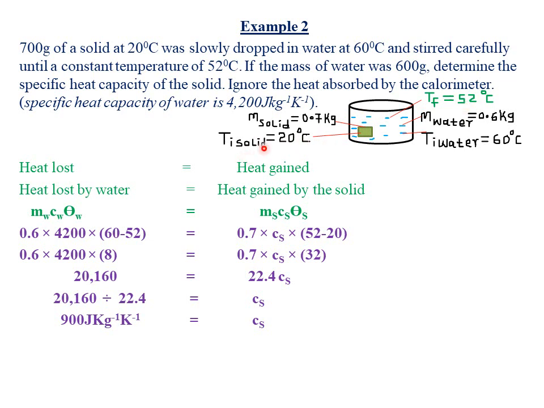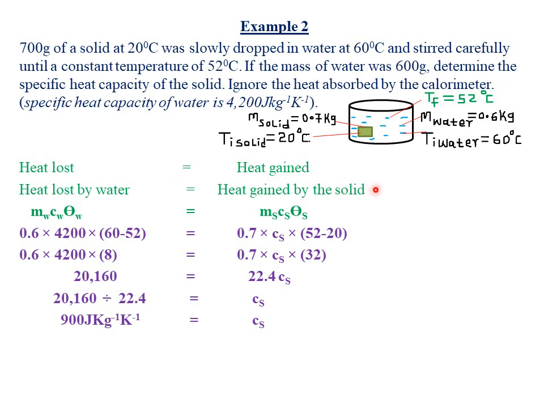So in this case, the solid is gaining heat. Then any substance that has an initial temperature which is greater than 52 degrees Celsius is losing heat. Because water has an initial temperature of 60 degrees Celsius, which is greater than the final temperature of 52 degrees Celsius, it simply means that the water in this case is losing heat. Therefore, the heat that is lost by water must be equal to the heat that is gained by the solid.